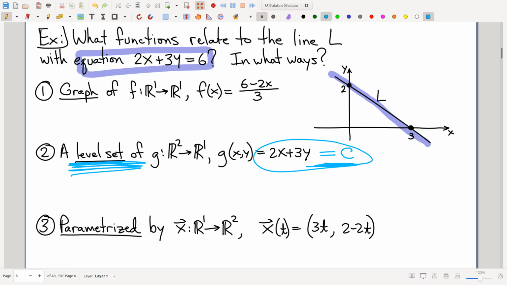The way I'm going to do it is point out, well, this is what level sets look like. And now question, can I come up with a value of C that makes this equation equivalent to that equation? Well, yeah, sure, no problem. Obviously, C equals 6, nothing to it.